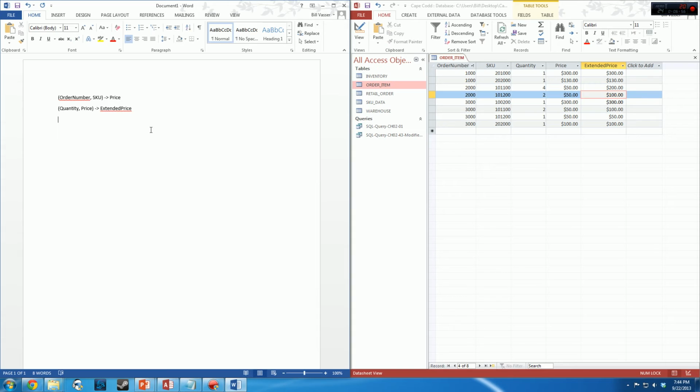So there is also, well, let's think about that order number and SKU determines price thing, because we're considering promotions and stuff like that. Does it determine anything else? Well, each order number and SKU combination is unique. So we could argue that this determines everything else, because using the order number and the SKU, we've got the price, we know how many they bought, and by extension we know the extended price.